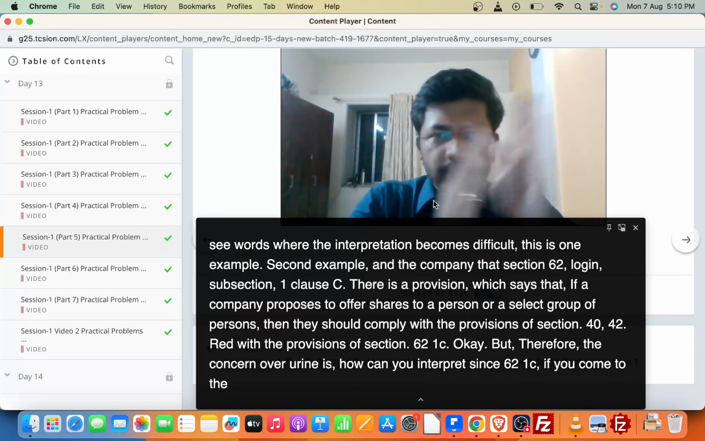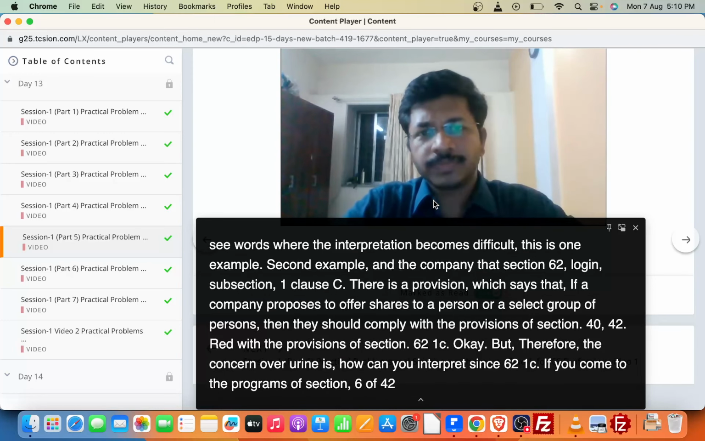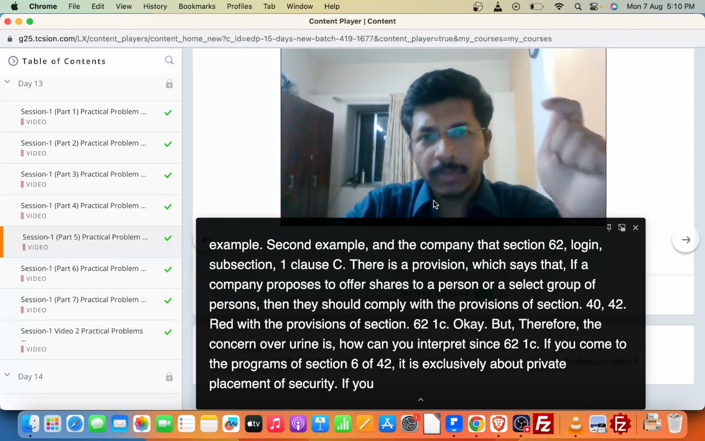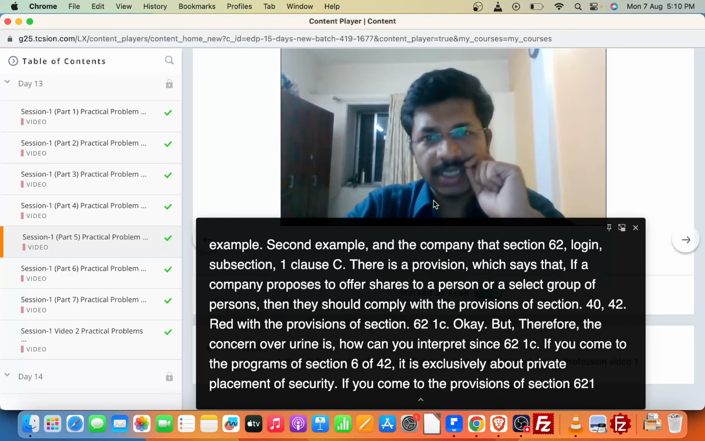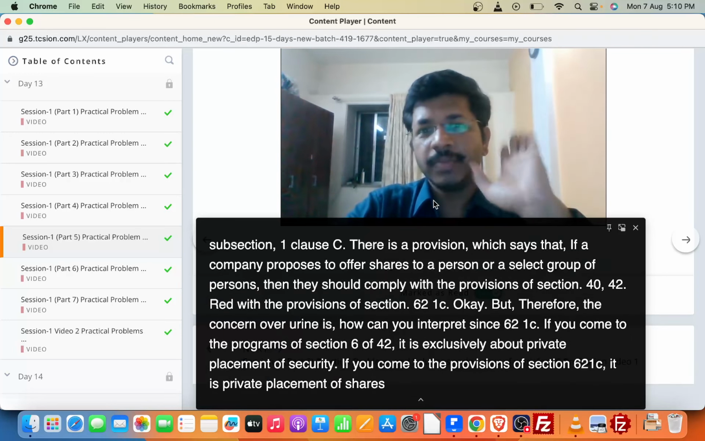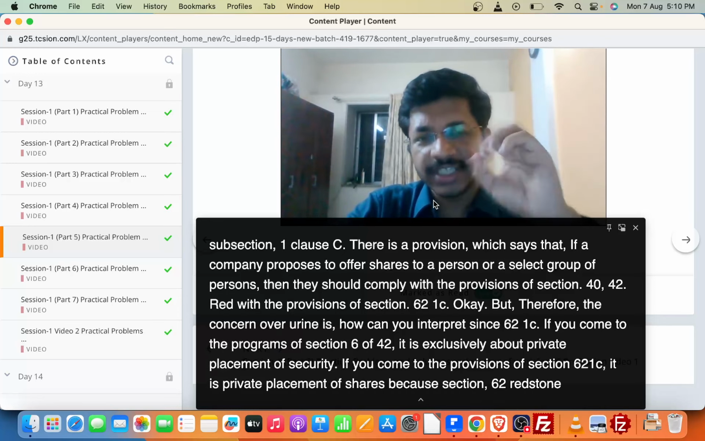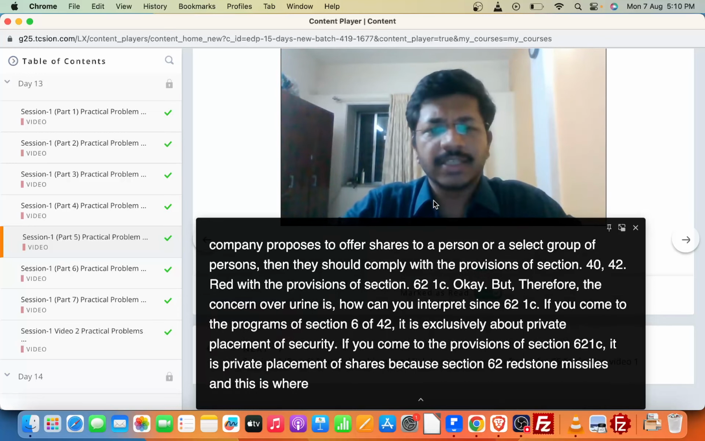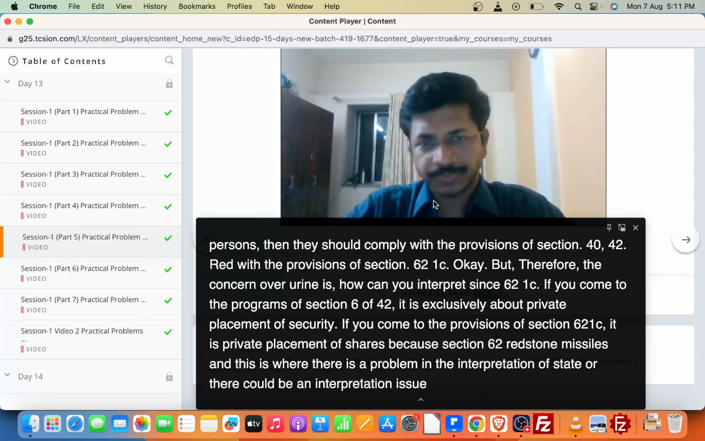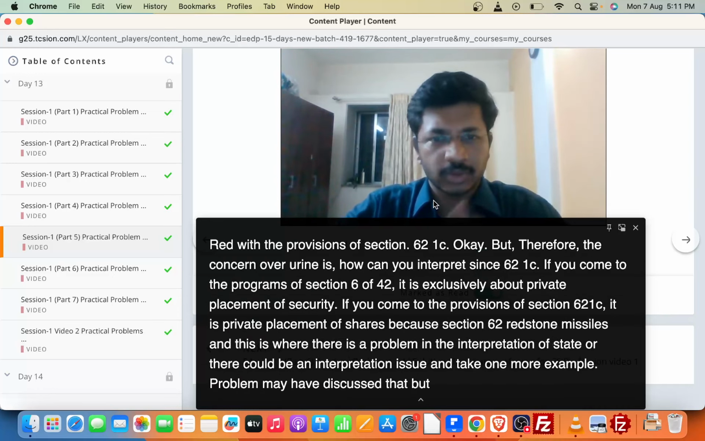If you come to the provisions of section 42, it is exclusively about private placement of securities. If you come to the provisions of section 62 1C, it is private placement of shares, because section 62 relates to only shares. And this is where there is a problem in the interpretation of statute, or there could be an interpretation issue. I'll take one more example, probably I may have discussed that, but just to connect you to that particular situation.